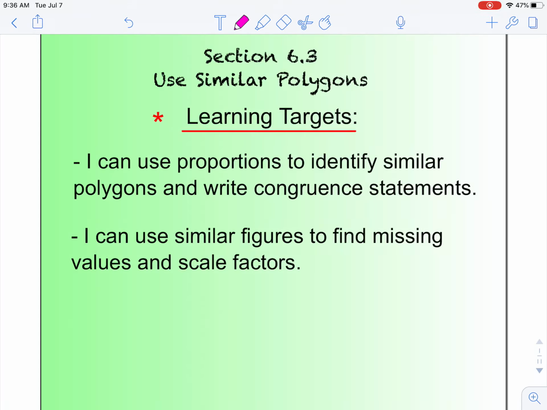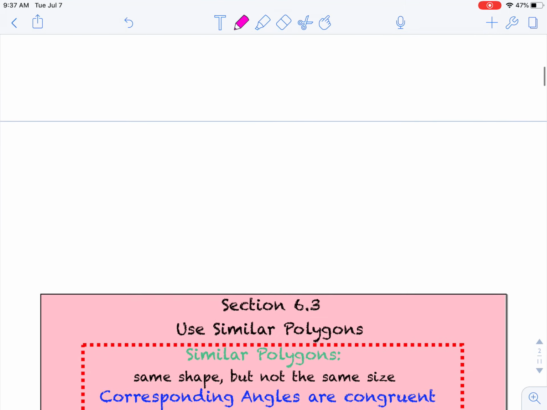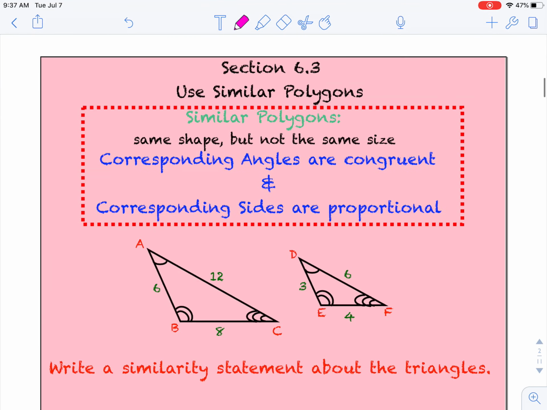Section 6.3, similar polygons. We're going to use proportions to identify which polygons are similar and write similarity statements, and we're going to use similar figures to find missing values, and we're going to talk about scale factors. So here we go. Similar polygons are the same shape but not the same size.